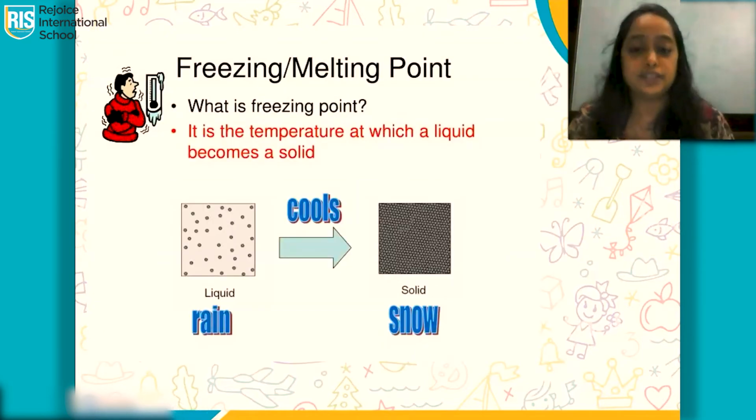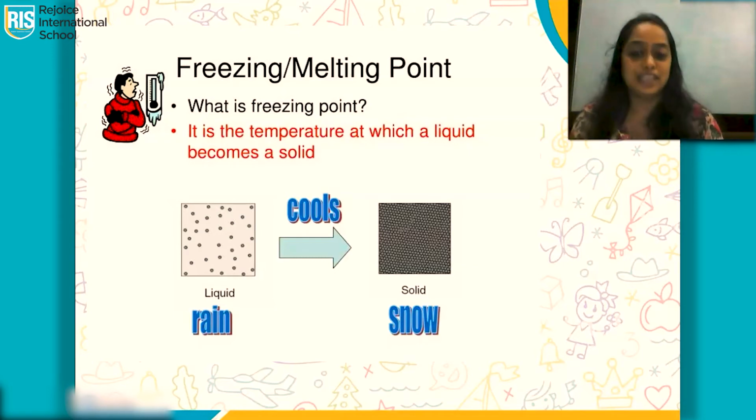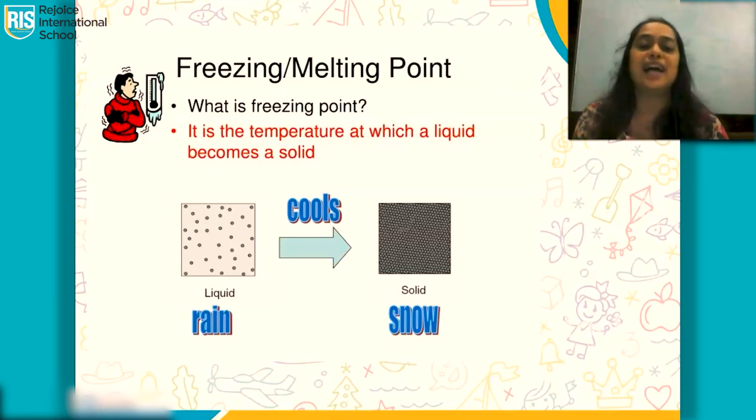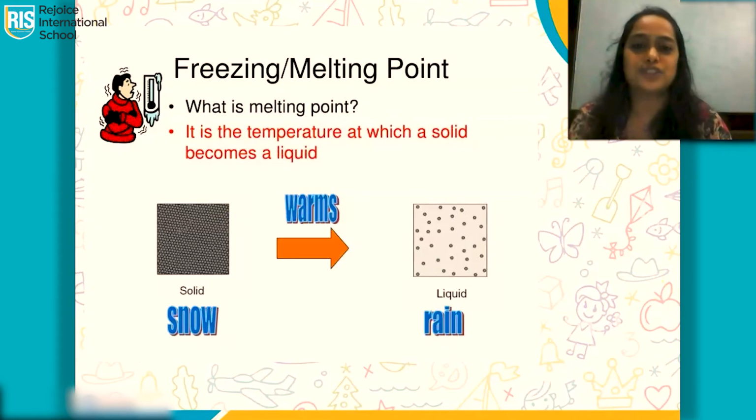Let's come to the freezing point. What is a freezing point? It is the temperature at which a liquid becomes a solid. When you put water in the ice tray and put it in the freezer, do you think that after a few seconds or a few minutes it will become ice? No, it will only become ice at a particular temperature. The liquid, the water, cools down and becomes solid, snow or ice. And that happens at a particular temperature, which is called the freezing point.